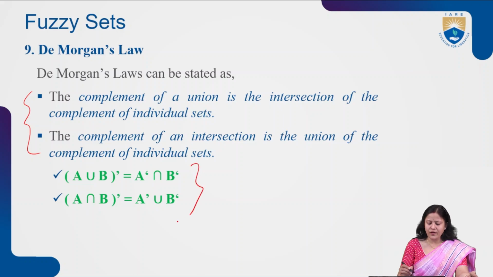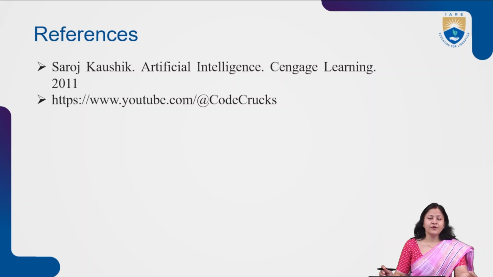So mathematically, we can represent it like this: the complement of A union B, means the bar, is equal to A complement intersection B complement, and the second law says that the complement of A intersection B is equal to A complement union B complement. This is what this video is about.